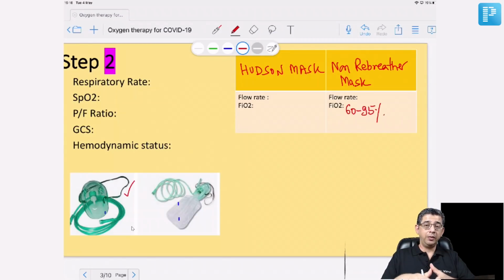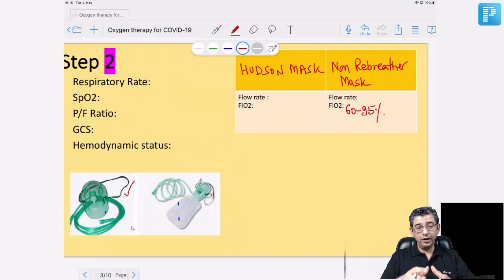Please don't be under an impression that only a high flow rate can generate a higher value of FiO2. Rather, a non-rebreather mask, I repeat again, is a low flow system, but it can generate a FiO2 of as much as 95%. In contrast, a venti mask can generate something in the range of about 40 to 60. So the point is, it's not about high flow versus low flow. These are two separate concepts. One is the flow rate, second is the FiO2 generated.